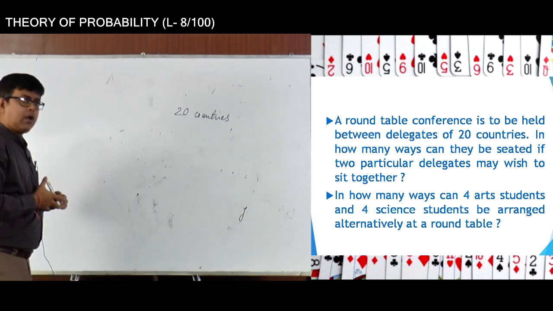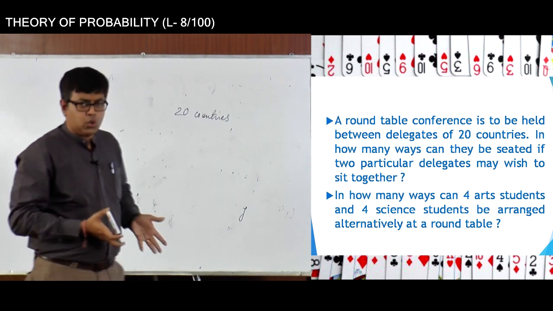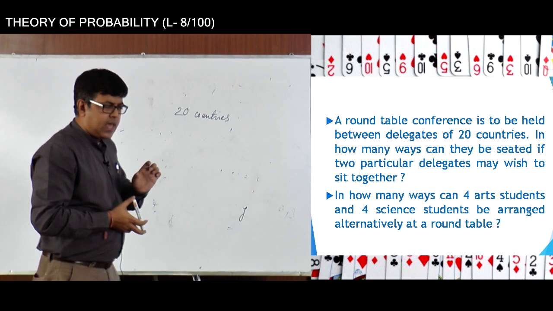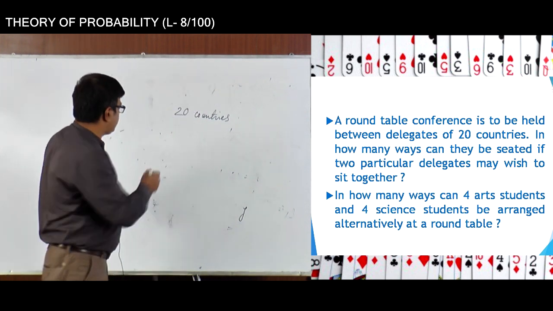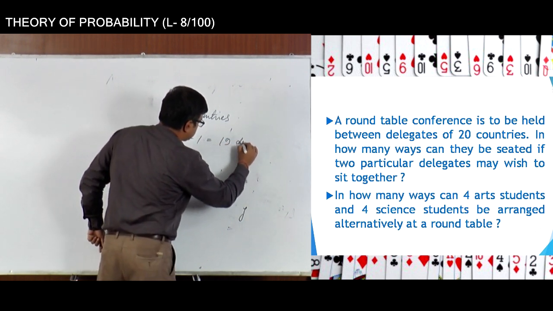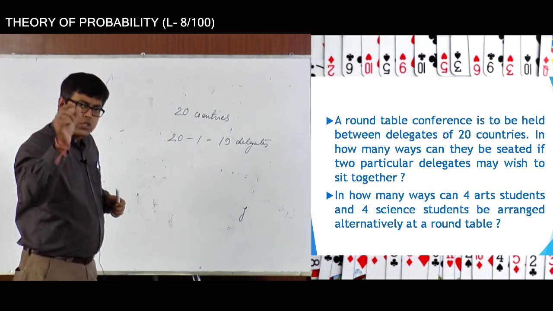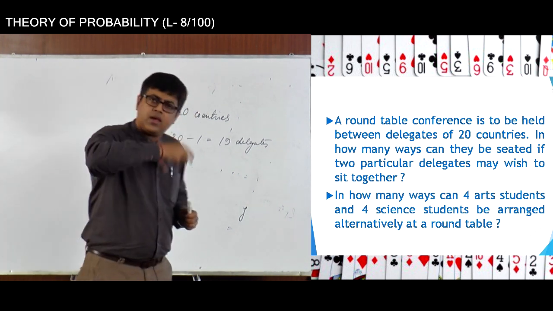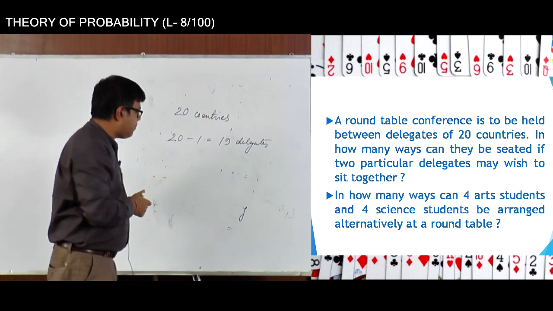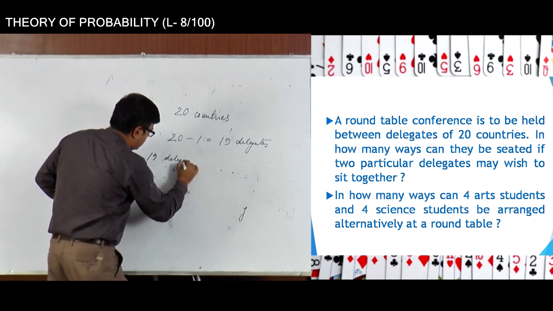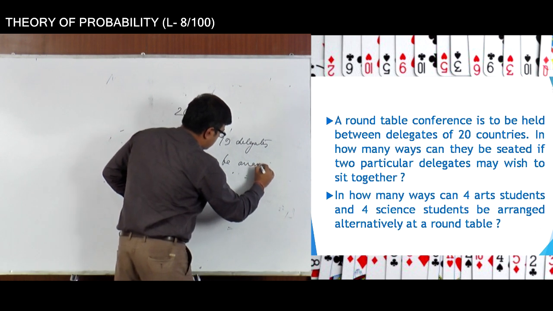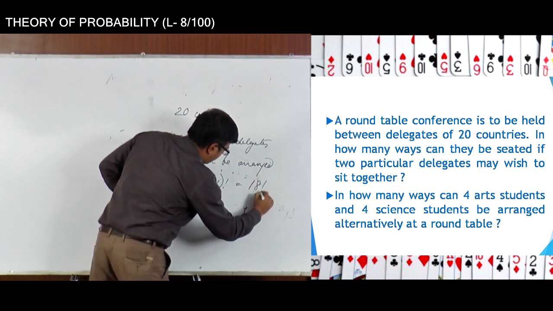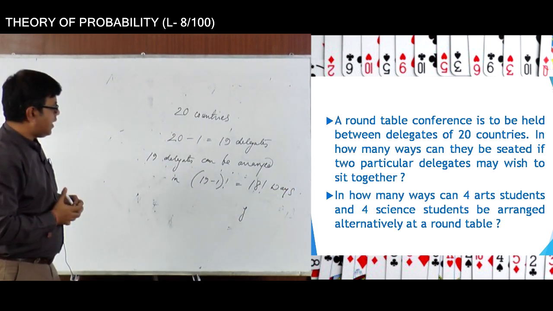If two particular delegates wish to sit together, the first thing that we should do is consider those two particular delegates as a single delegate. Once we consider two particular delegates as a single delegate, how many delegates are we left with? We are left with 19 delegates, 20 minus 1, because we are considering those two delegates, who are always together, as a single delegate. Now, since 19 delegates have to be arranged around a circle, going by the concept of circular permutation, these 19 delegates can be arranged in 19 minus 1 factorial ways, that is 18 factorial ways. So, 19 delegates can be arranged in 18 factorial ways, right?